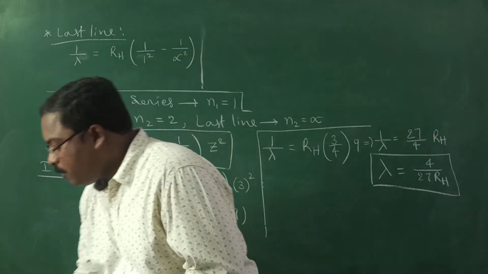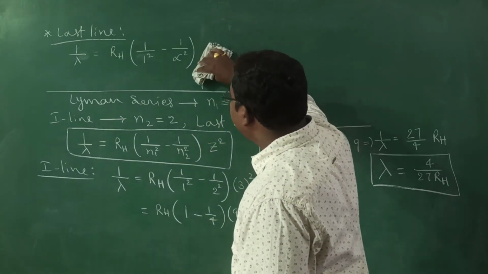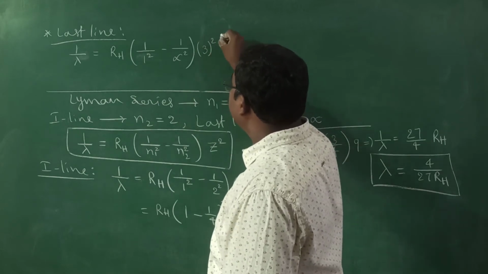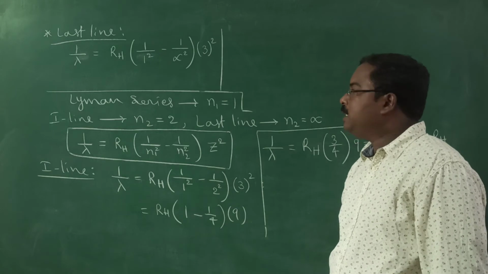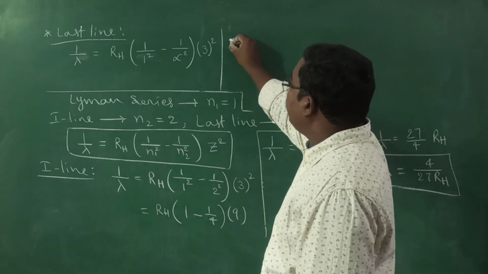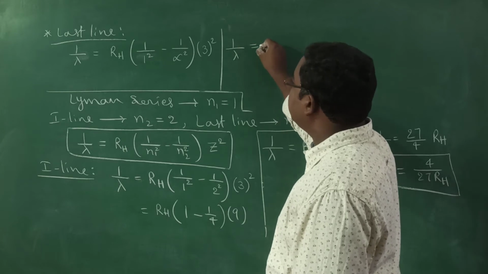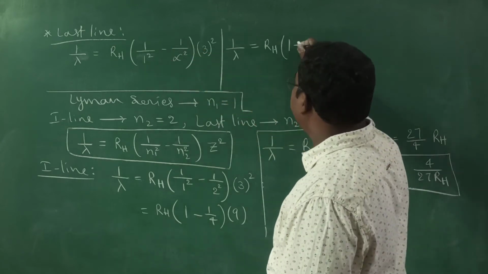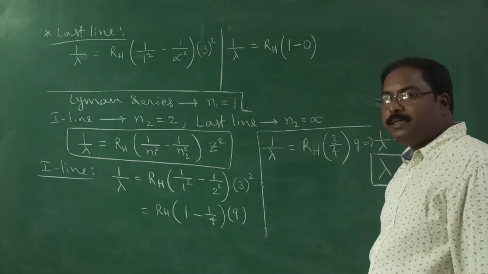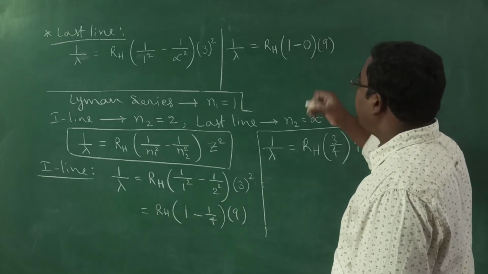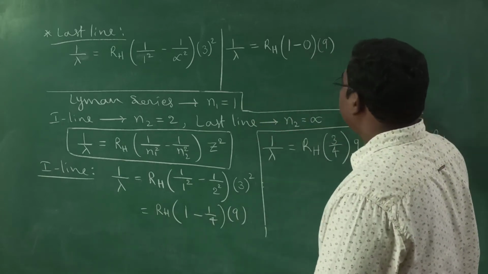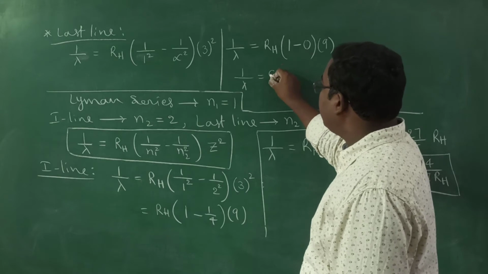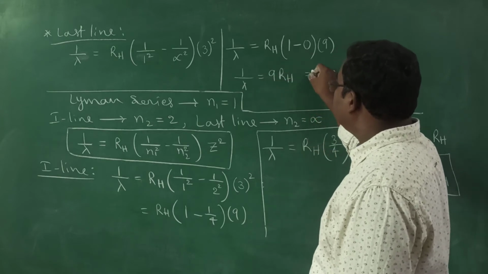One thing we forgot to do here: in the formula we also have Z square. So for lithium, the atomic number is 3, so it is into 3 square. Now 1 by lambda is equal to RH into 1 by 1 square, nothing but 1, minus 1 by infinity, which is 0, into 3 square, 9. So 1 by lambda is equal to 1 minus 0, which is 1. So we will get 9 into RH. That is 1 by lambda.